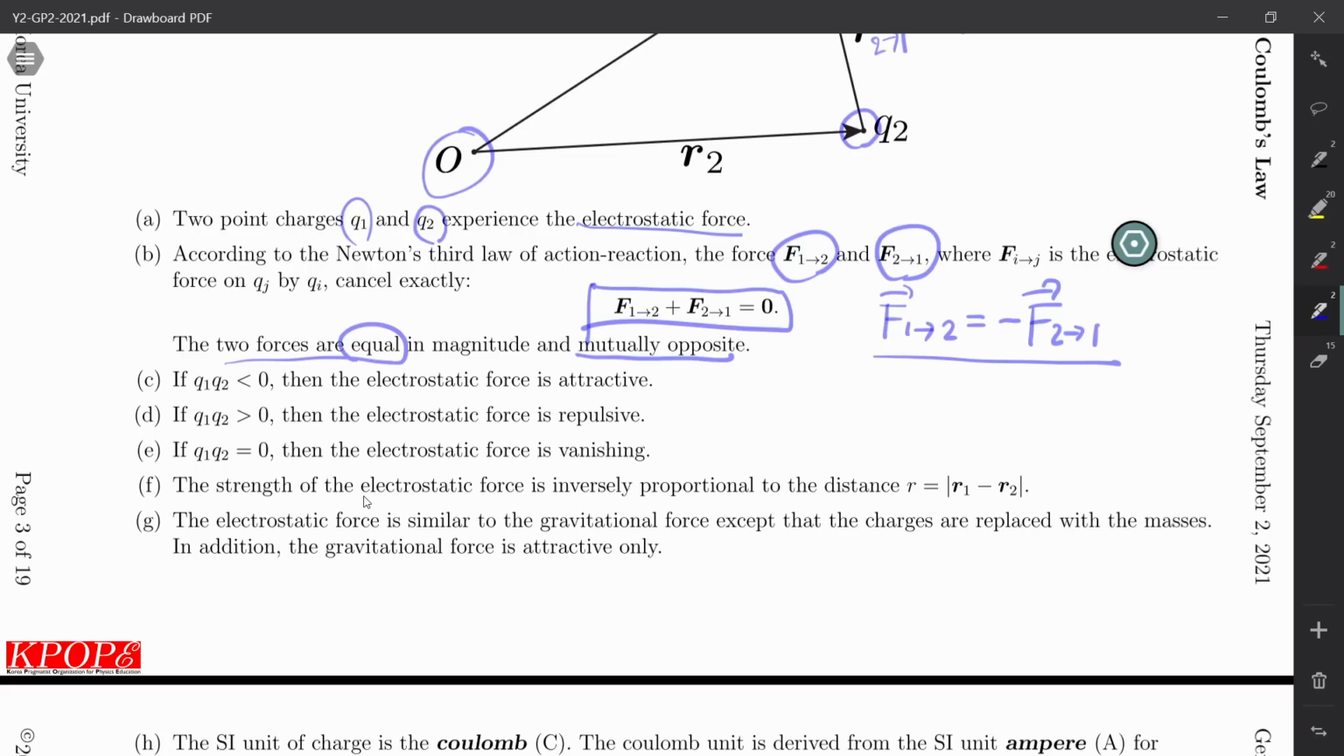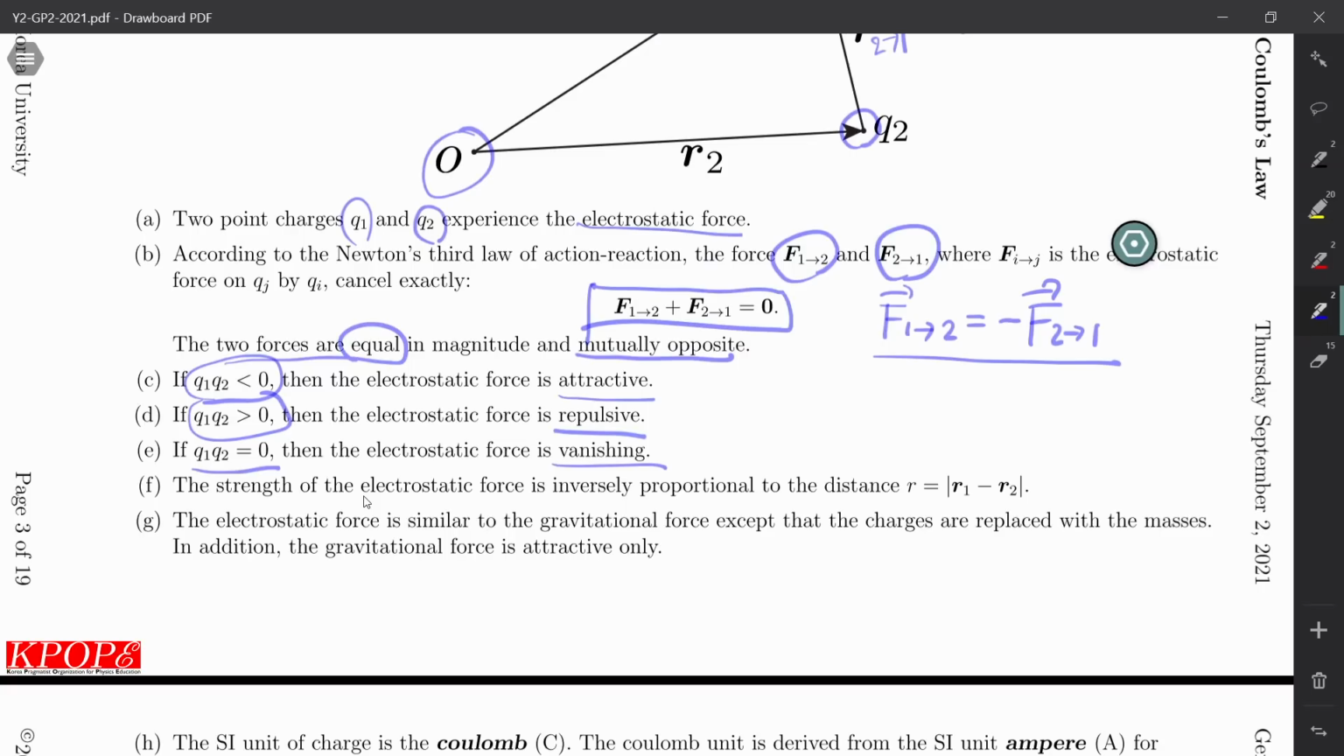The force is attractive if the product of the two charges is negative. The force is repulsive when the product is positive. The force vanishes when the product is 0. So, the strength of the force depends on the product of two charges.